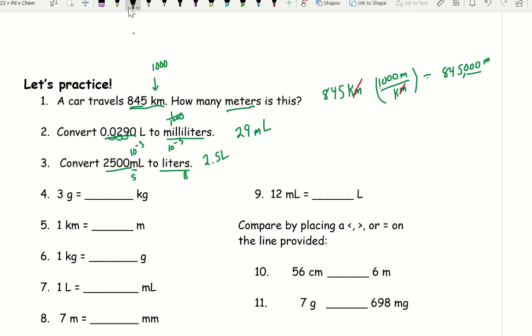Try this for each of these, and then unpause the video. If you don't understand it, just keep the video playing until you sort of get the hang of it. And then when you get the hang of it, please pause it.